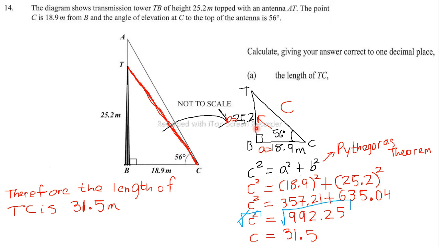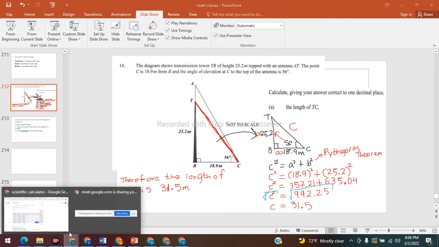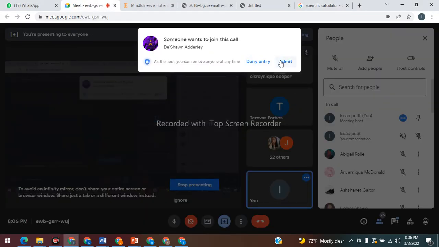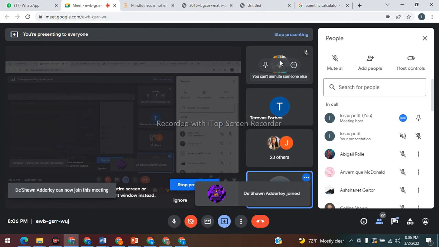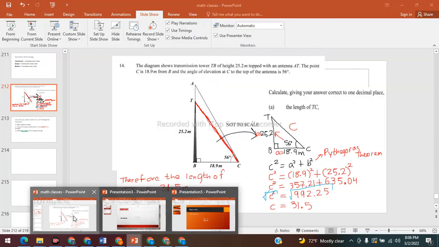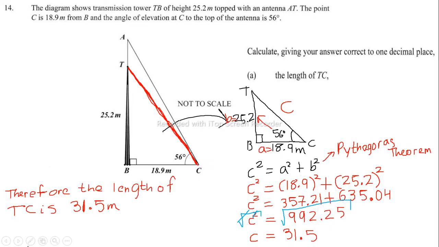I hate SOHCAHTOA. We shouldn't have started. You don't have to use SOHCAHTOA if you don't want to. I really can't explain SOHCAHTOA right now.